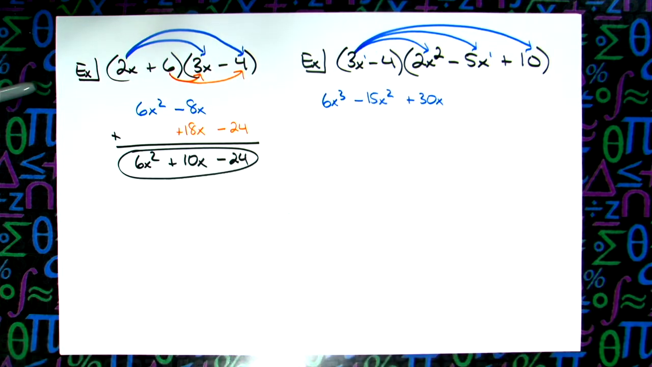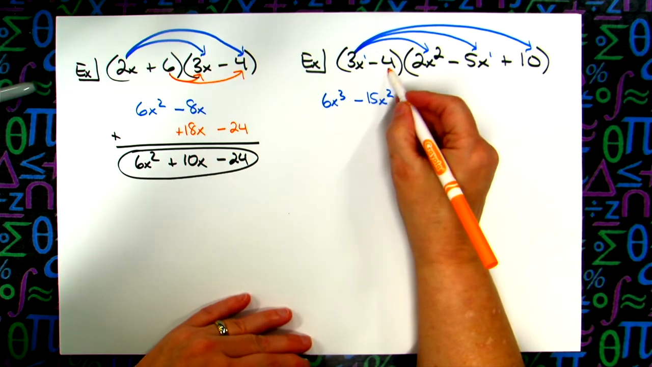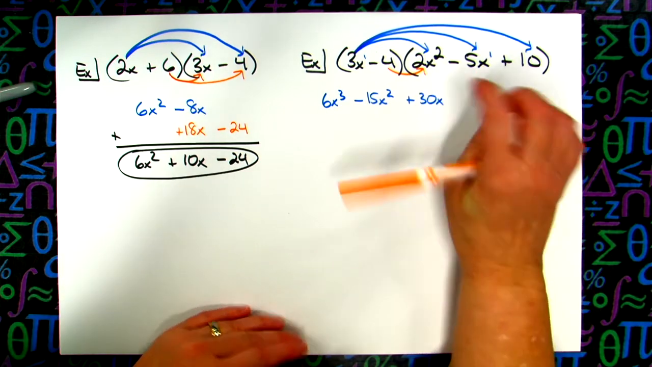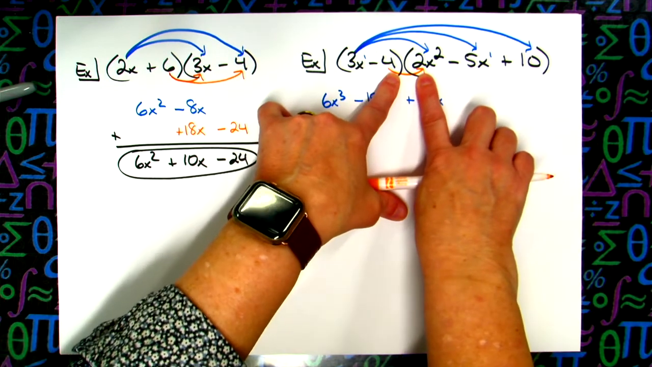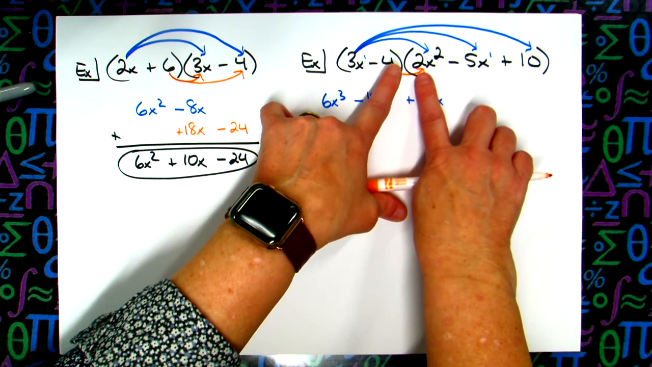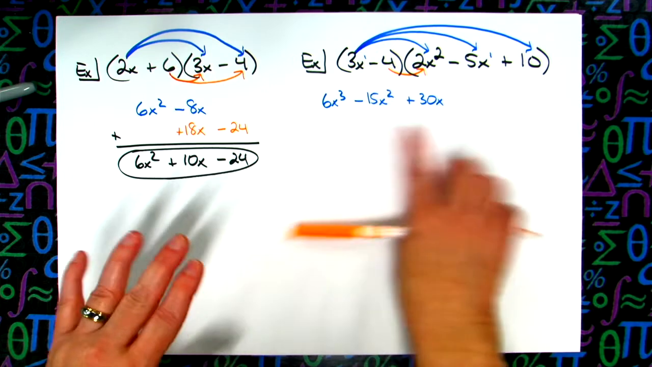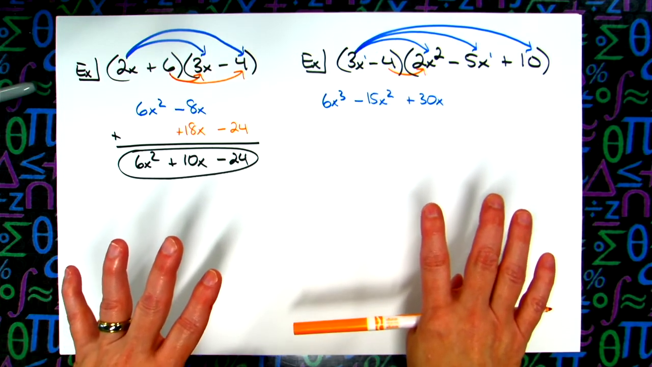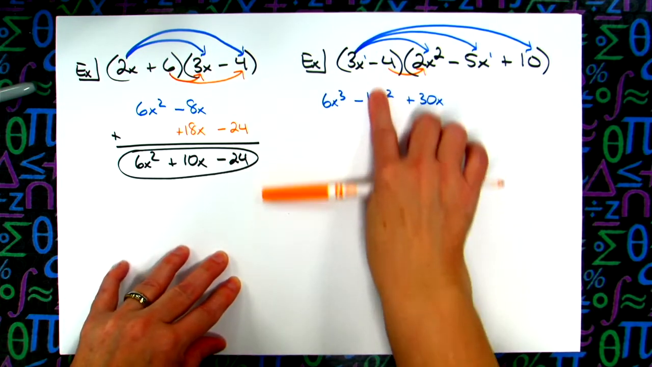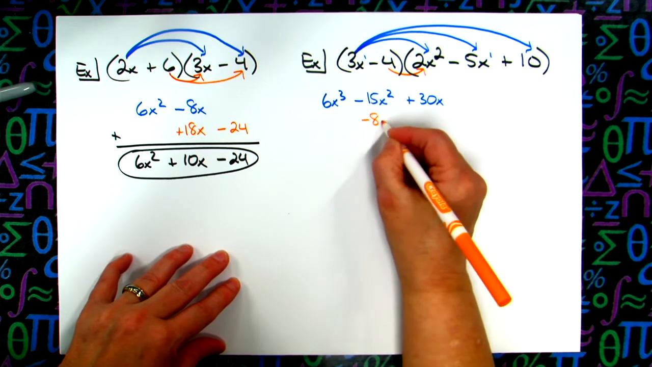Plus 30x. Okay, now again, I'm going to color code. I've done the 3x and I've multiplied it by everything in the second polynomial. Now I need to do that with that negative 4. So I'm going to take the negative 4 and multiply it by the 2x to the second. So negative 8 x to the second. Do I already have an x to the second term? Yep. So line it right up underneath there. Negative 8 x to the second.